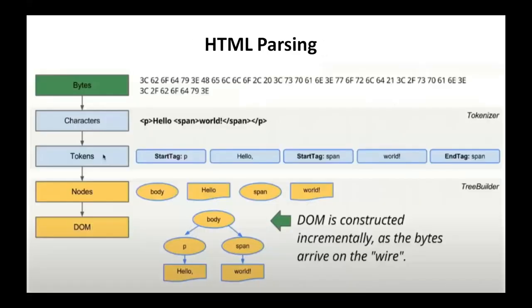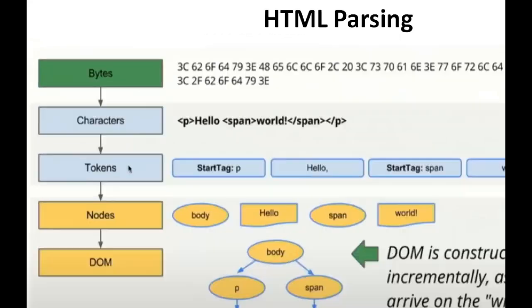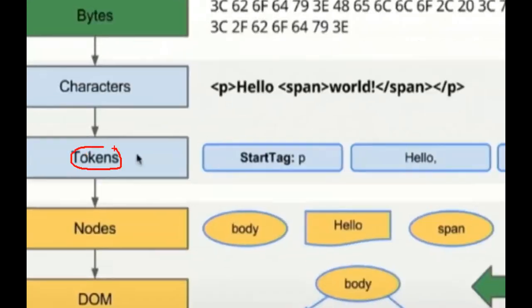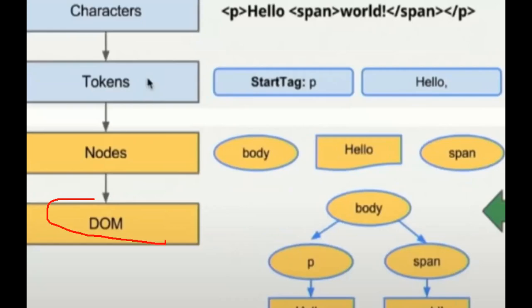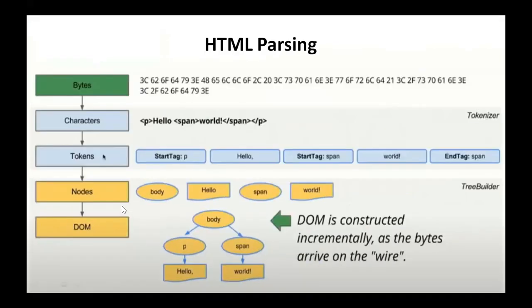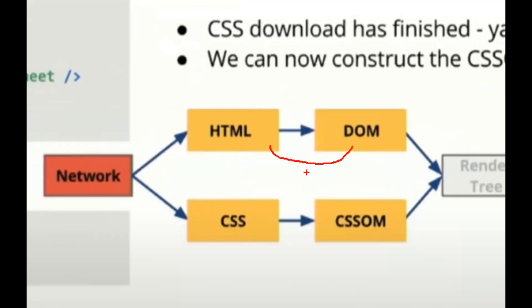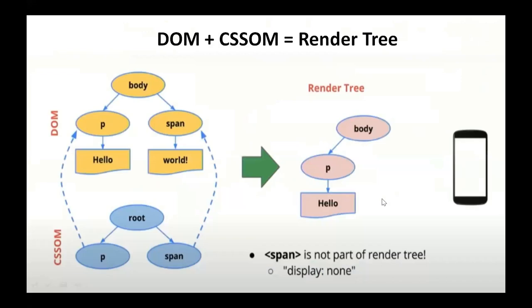First, I will show you the browser process, how it happens. Whatever you have written is converted into bytes. From bytes, it is converted into characters. From characters, into tokens. From tokens, into nodes. Nodes are arranged into a hierarchy called DOM. A DOM is constructed. And very important, I already told you, HTML will generate the DOM and CSS will generate the CSS object model. Finally, these are rendered.